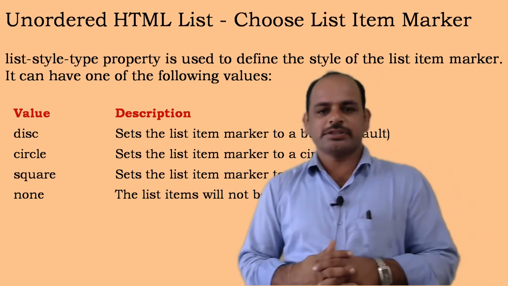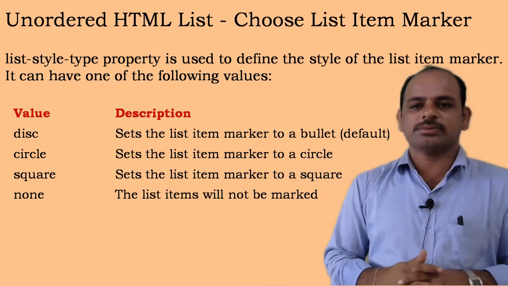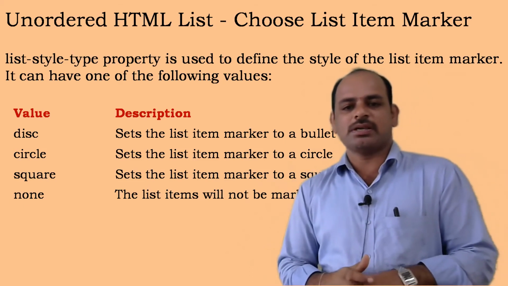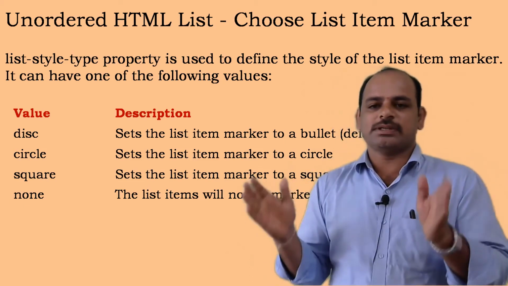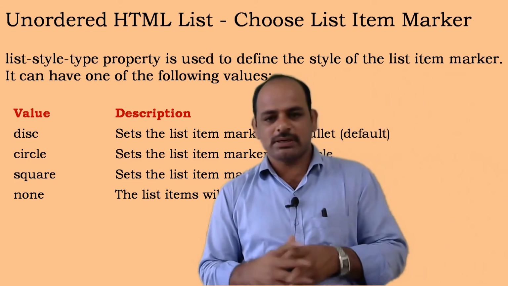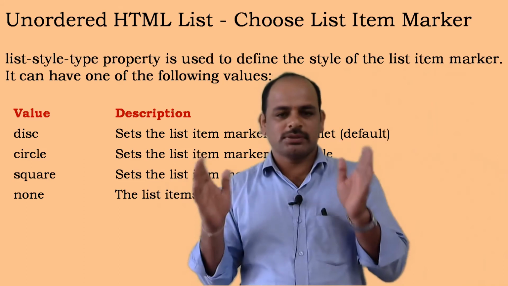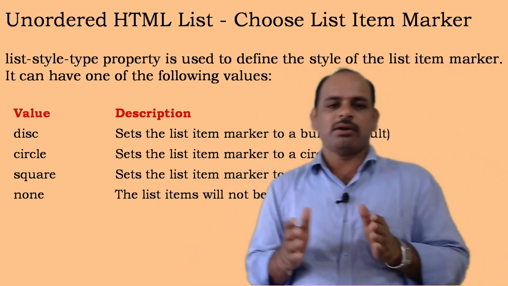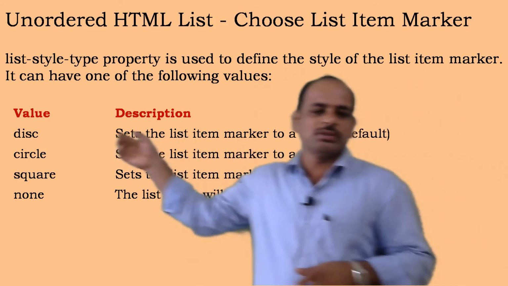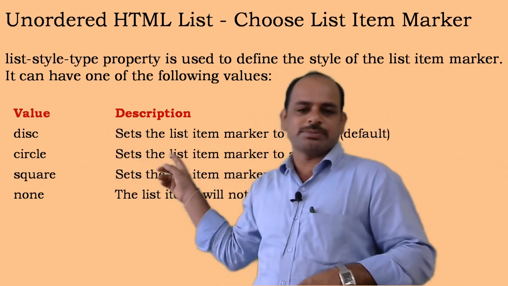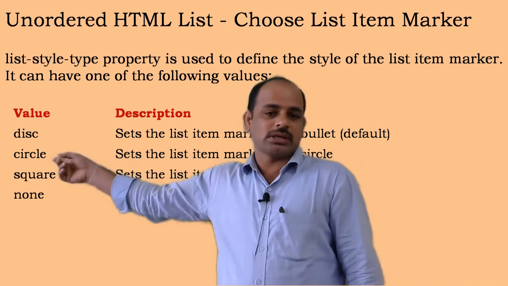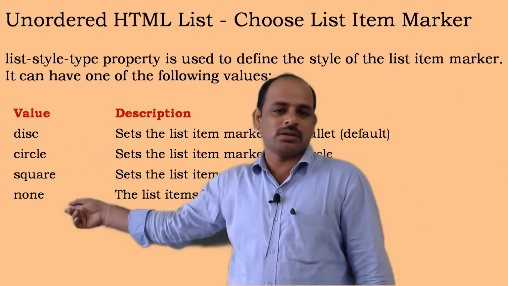Similarly, for an unordered HTML list, choose the list item marker here. So the list-style-type property is used to define the style of the list item marker. There is one property, simply an attribute here, that we can use. It can have one of the following values. You can see these values here, with a description of each. These are the properties we can see: disc, circle, square, none. Right?